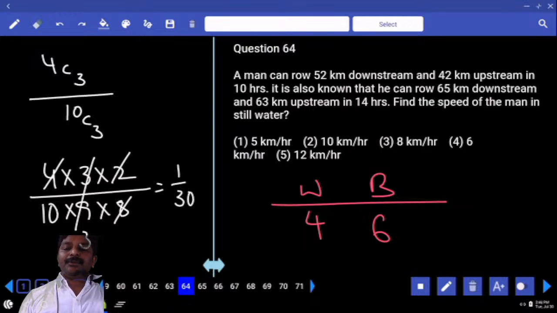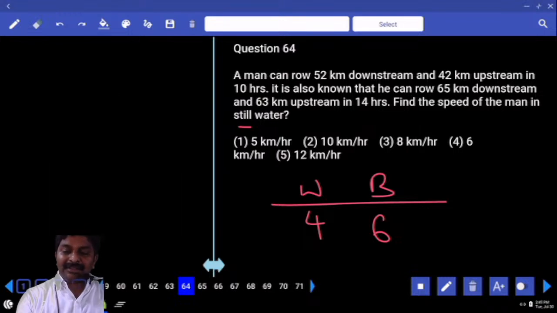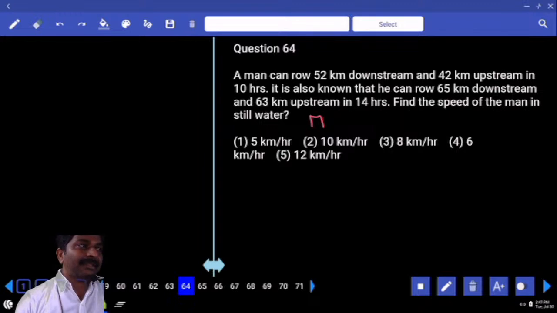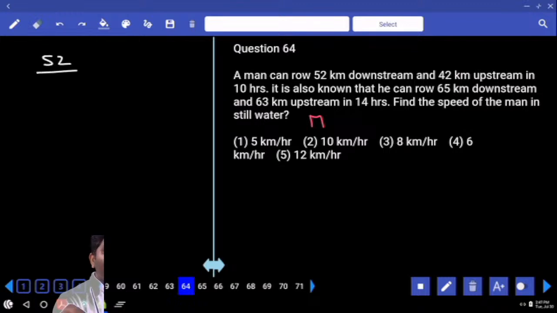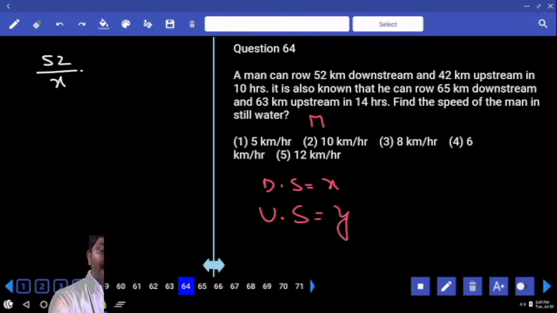A man can row 52 kilometers downstream and 42 kilometers upstream in 10 hours. It is also known that he can row 65 kilometers downstream and 63 kilometers upstream in 14 hours. Find the speed of the man in still water. That means we were asked to calculate M. Practically, 52 kilometers covered downstream. I'll take downstream speed as X, and upstream speed as Y. Time to cover 42 kilometers upstream is 42 by Y, and this is equal to 10.